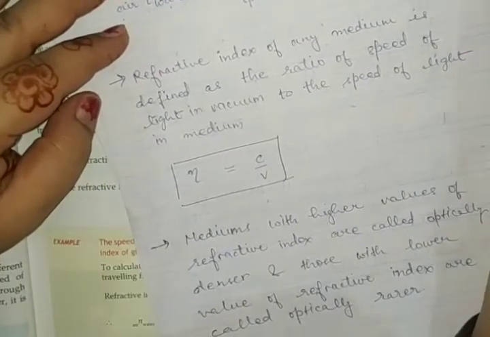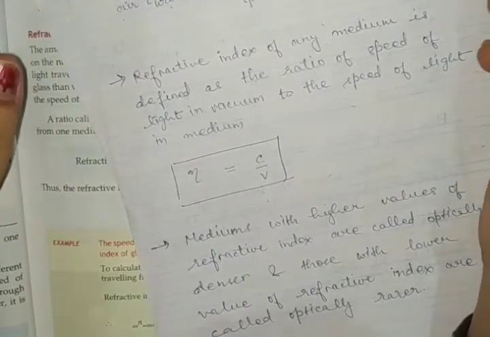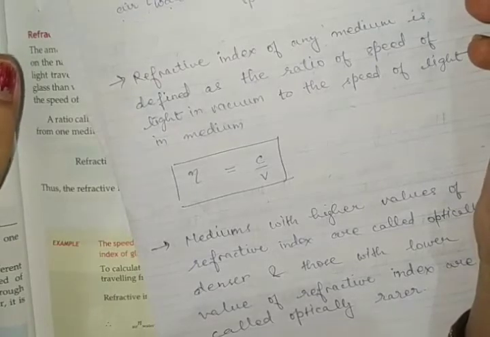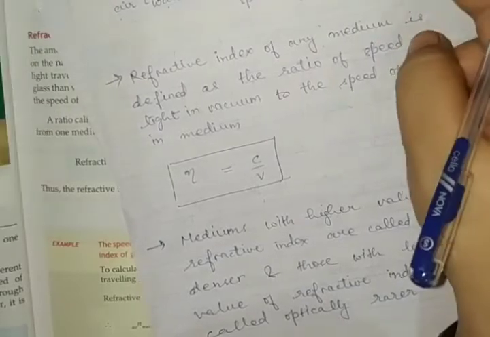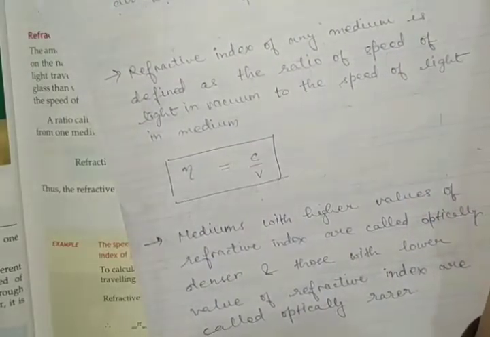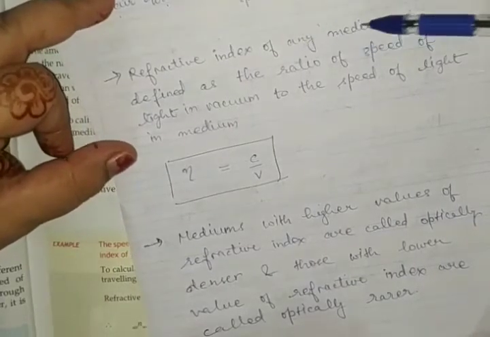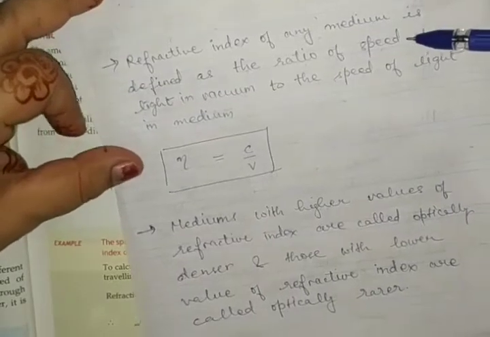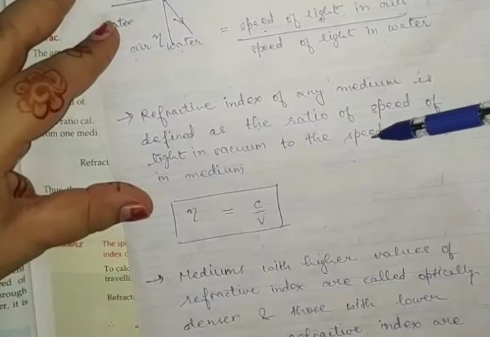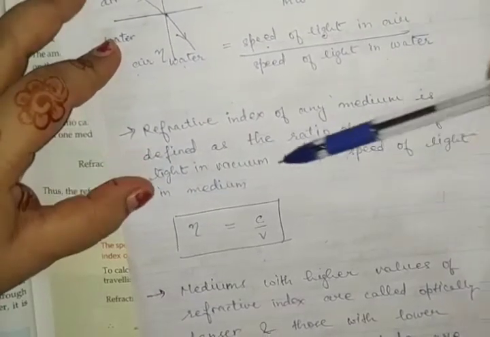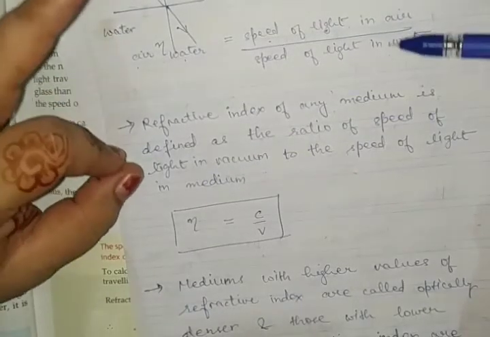Okay, so if I simply say the refractive index of a medium is this, that means I am comparing the velocity of light in that particular medium with the velocity of light in vacuum. Okay, so to define refractive index, what do we say? Refractive index of any medium is the ratio of speed of light in vacuum to the speed of light in the medium. Okay, ratio of speed of light in vacuum to the speed of light in the medium.